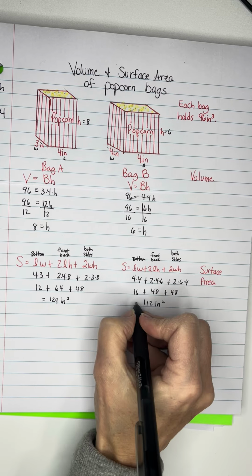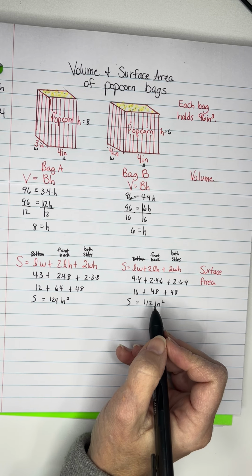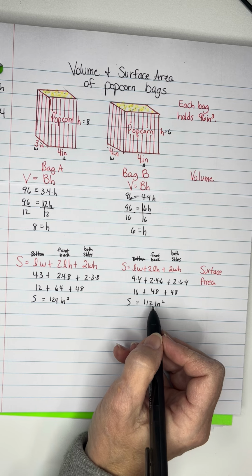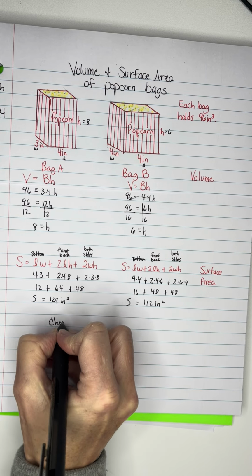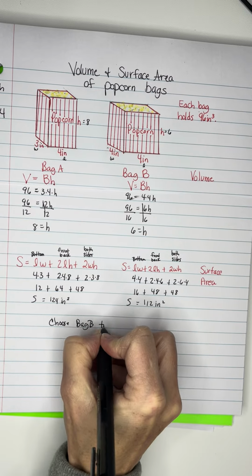All right, so the surface area that would save paper, not using as much paper, would be this 112. You should choose bag B to save paper.